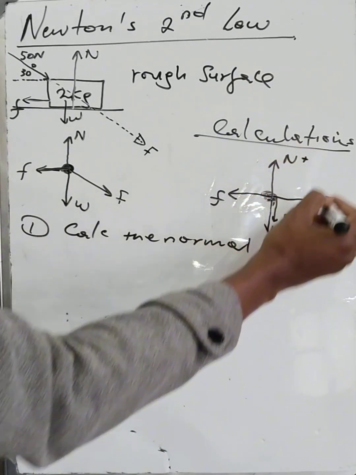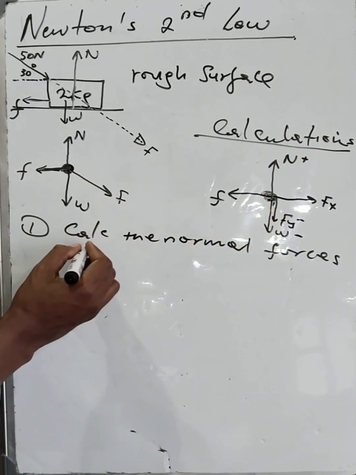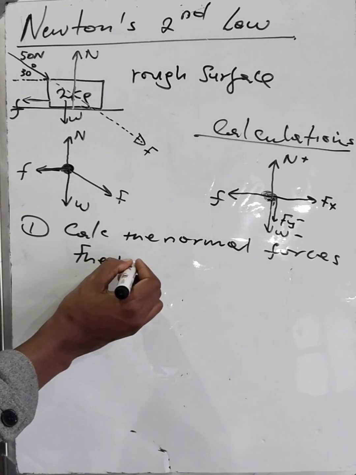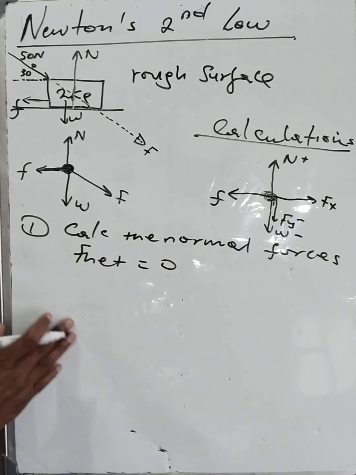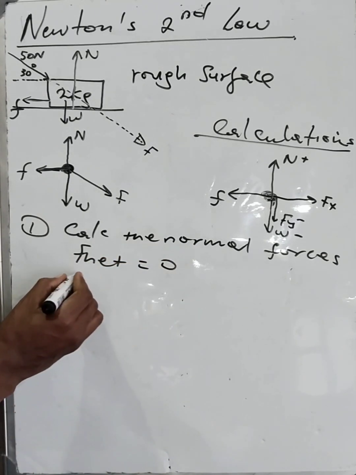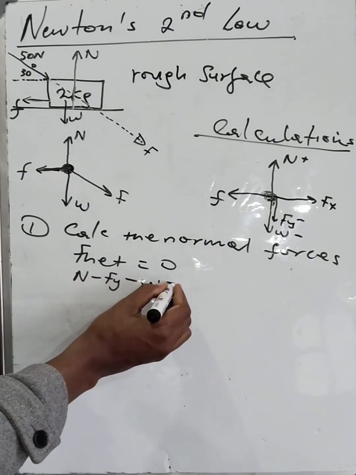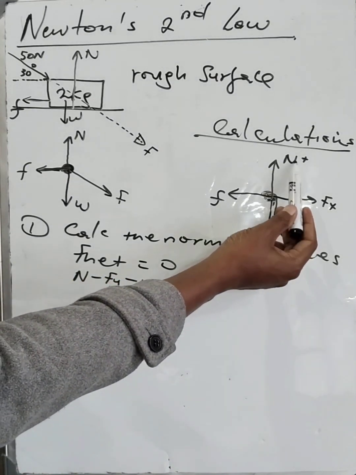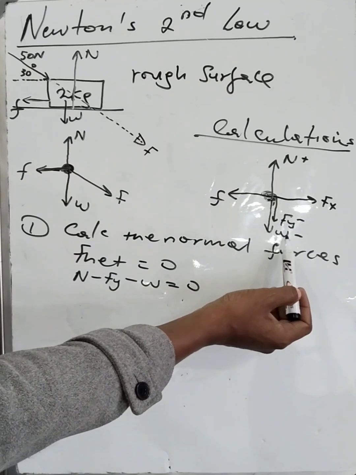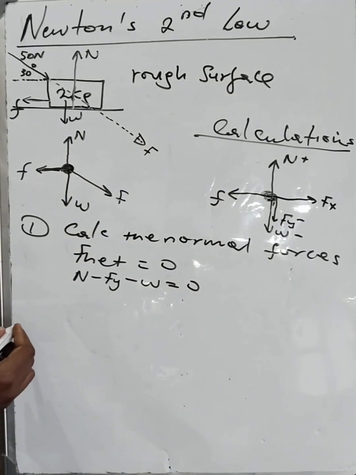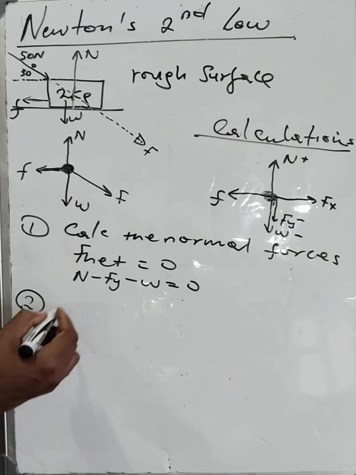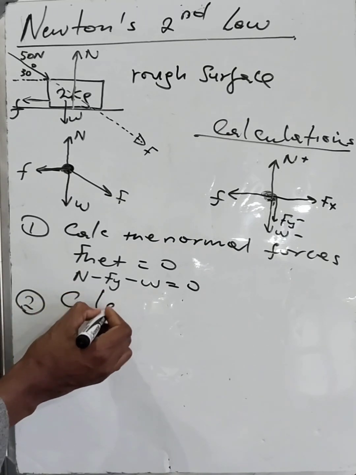This one must be positive, this one is negative, this one is negative, but F net is always equal to 0 for normal force. Okay? So normal force is positive, minus Fy minus weight is equal to 0. Normal force is positive, this one is negative, this one is negative. Then we get the what? The normal force. Then number 2, you have to calculate the friction.